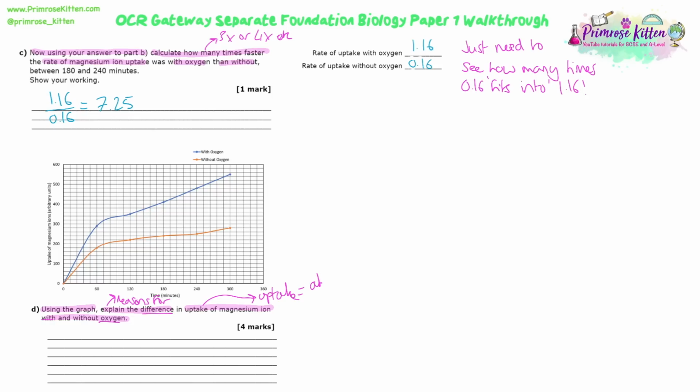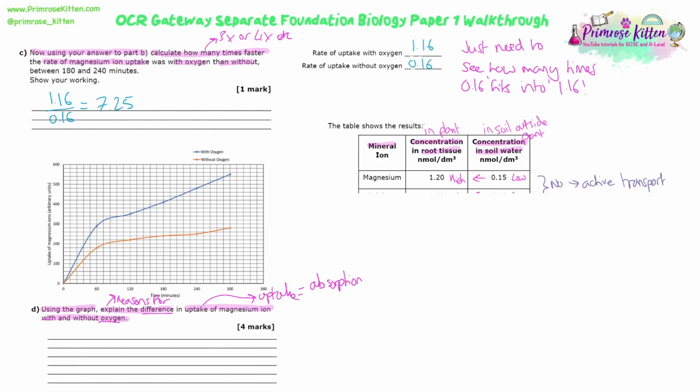And so we need to link that uptake to why there would be greater uptake with oxygen than without oxygen. We know it's faster. We can see on the graph there's a bigger increase for the blue line compared to the orange line. We know that there's a greater uptake, or an increased rate of uptake, with oxygen than without. We need to be able to link that to oxygen and say why.